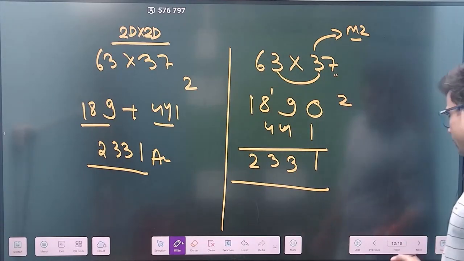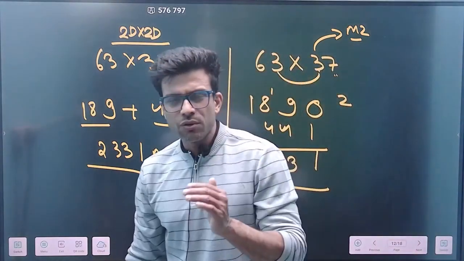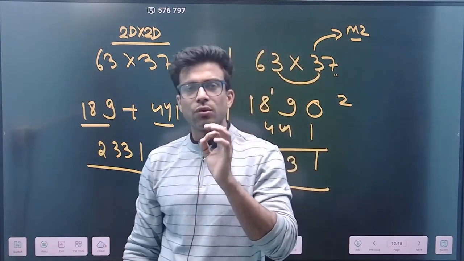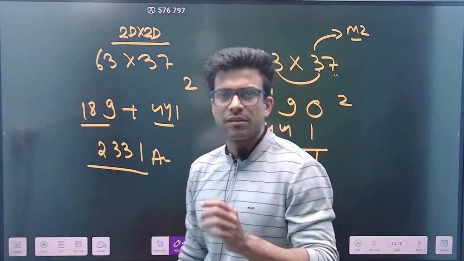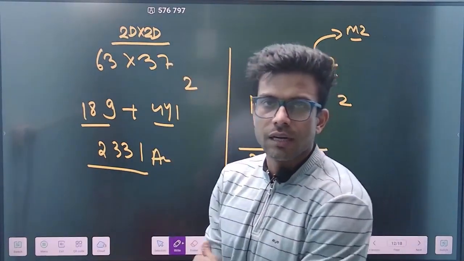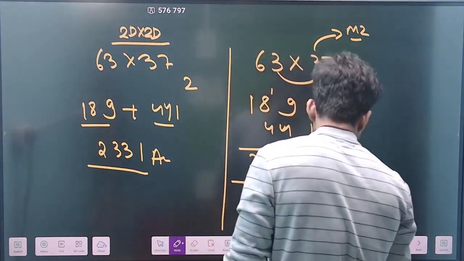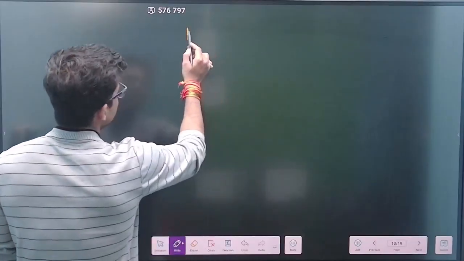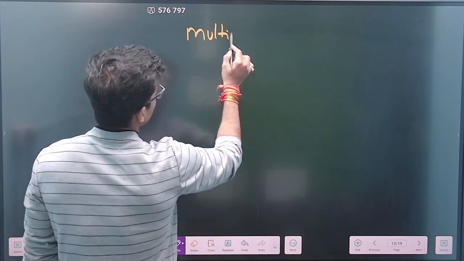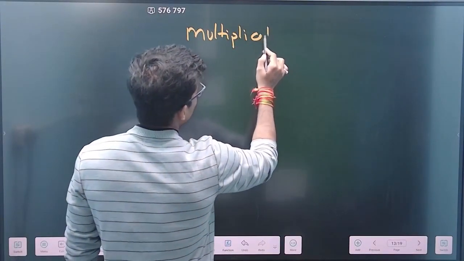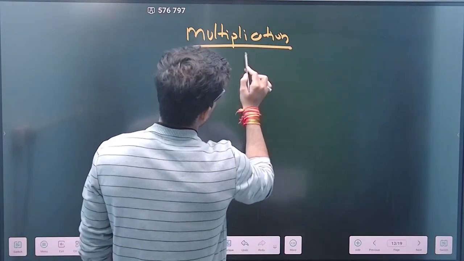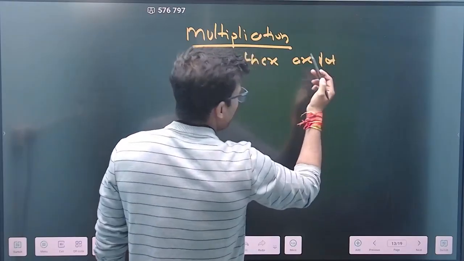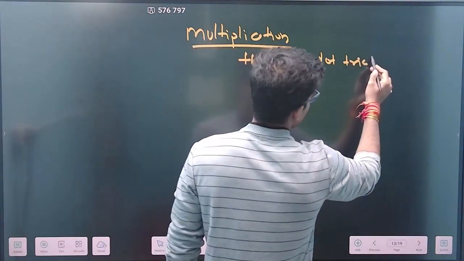Now I think you should become expert in multiplying a 2-digit number with a 2-digit number, and also a 2-digit number with a single-digit number. This you should know. Now let's come to the other part. In multiplication there are some rules and tricks. There are a lot of tricks. How will this trick help me?